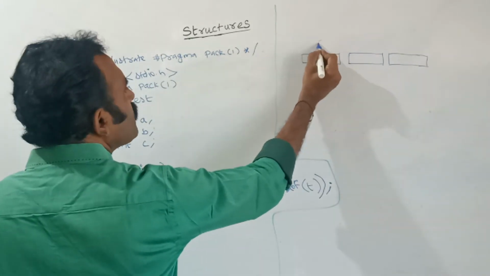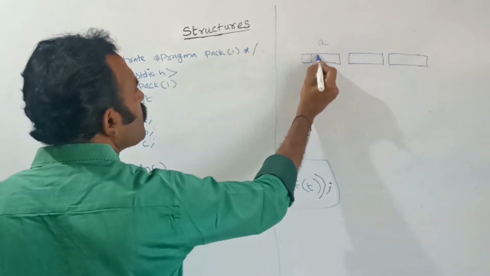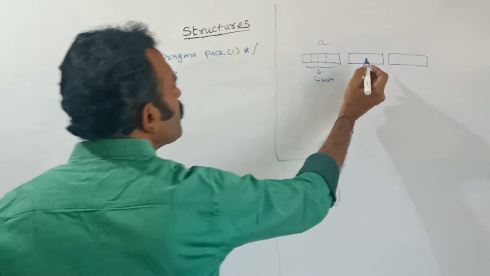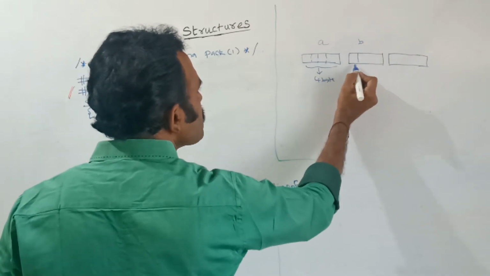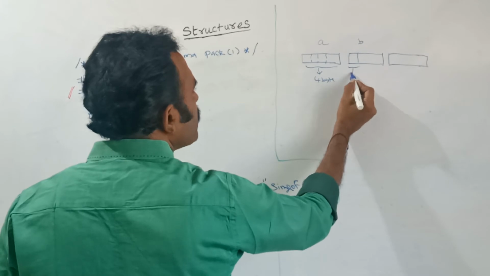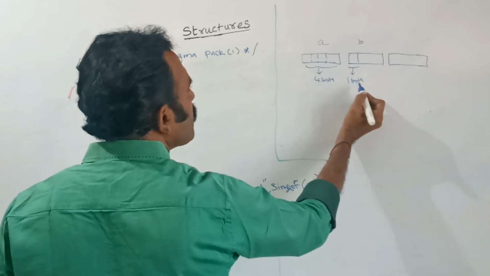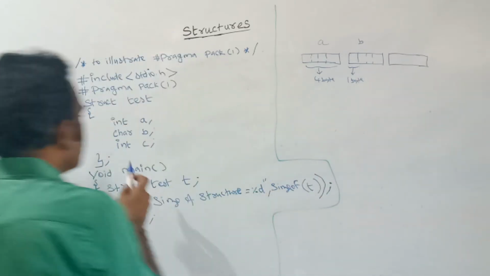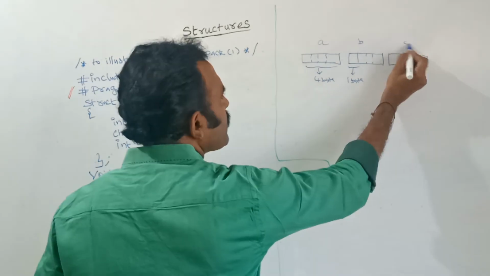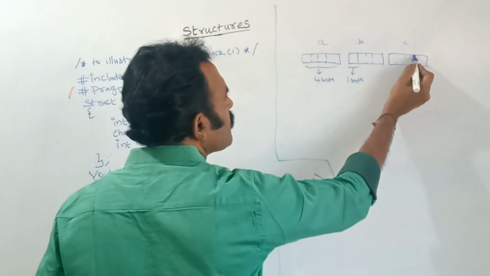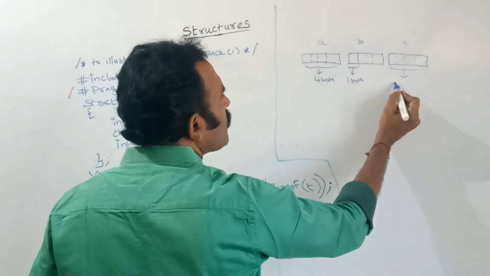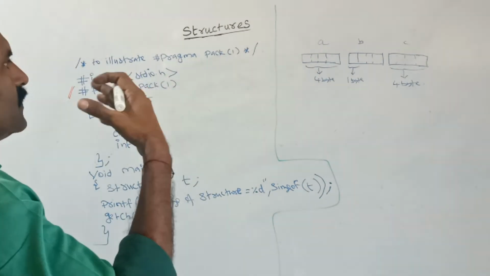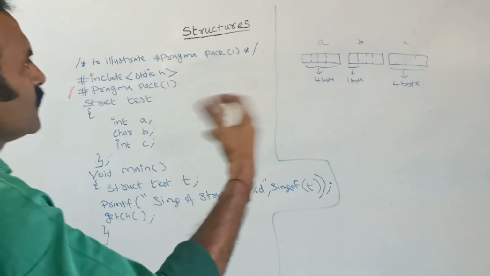Here this one member A is integer data type, by default it is 4 byte. Here B is character data type, by default 1 byte. Next here, next to this is integer. So here C, next 4 byte. For each and every cycle it will read 4 byte.